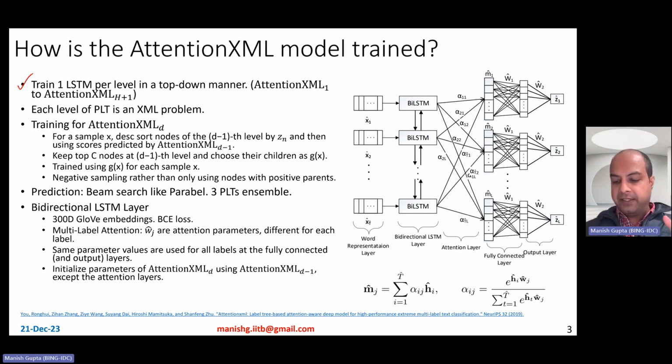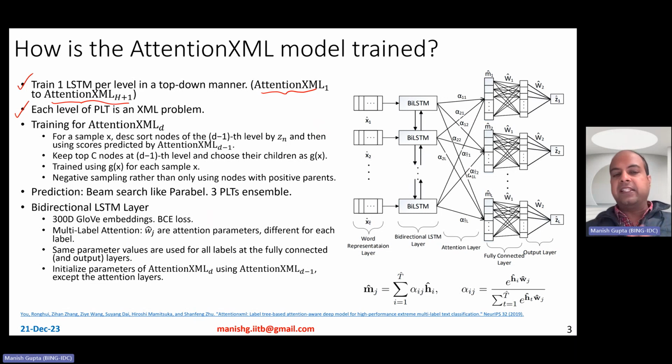So you basically start by saying that, hey, I have the first level. I want to create a BiLSTM which tries to predict the nodes at that level, or which tries to use the nodes at that level as labels. Okay, and then you train another LSTM for the second level, yet another LSTM for the third level, and so on. So if your tree has H different levels, then you're going to have H different BiLSTMs. Okay, so you train one LSTM per level in a top-down manner, AttentionXML-1 to AttentionXML-(H+1). Well, you have H+1 because H is essentially ignoring the last level, which is basically the leaf nodes themselves. Okay, so each level of the PLT, each level of this tree, is an XML problem.